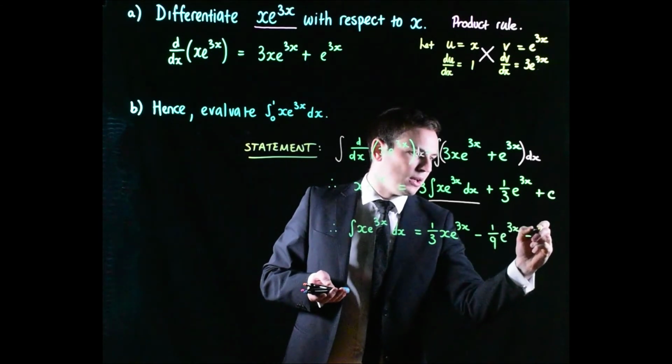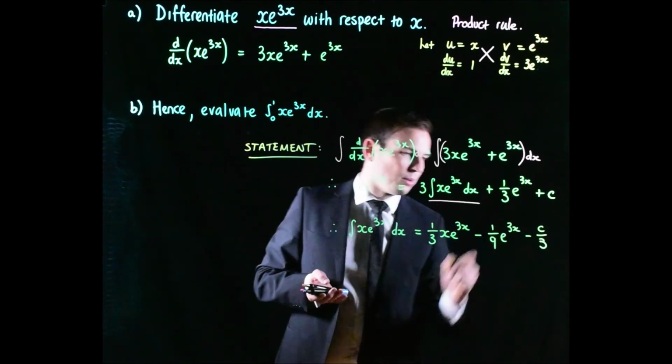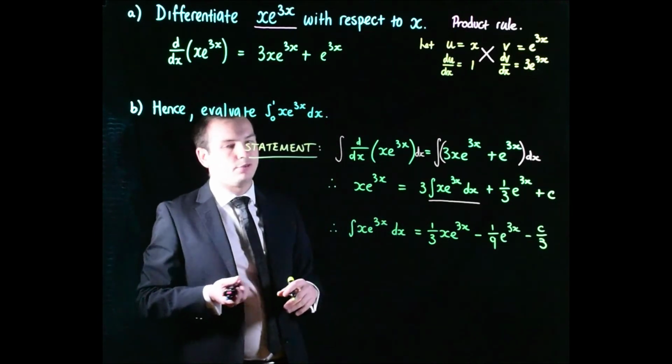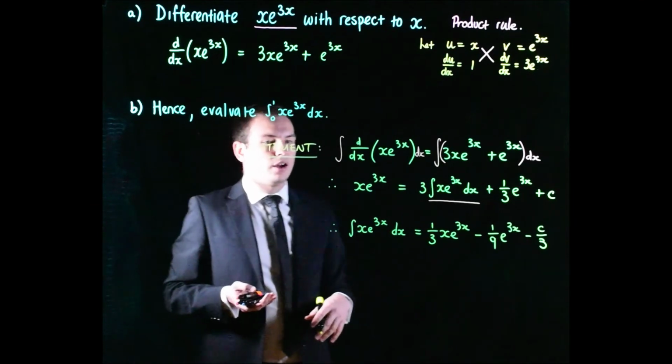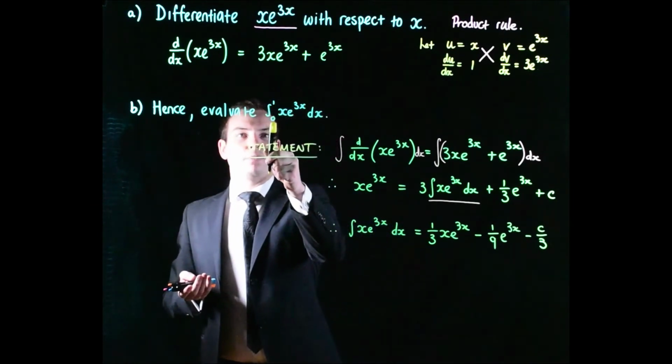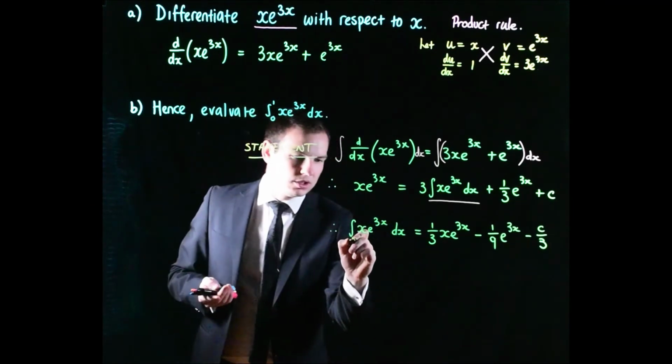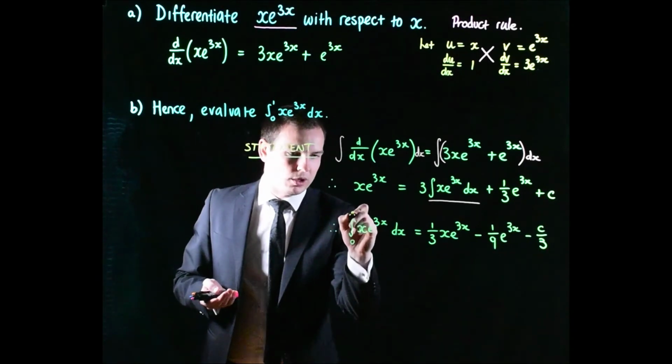And then technically we'd subtract away the c and divide it by 3. And that's what it would look like if we were asked to find the indefinite integral. However, we wanted to find a definite integral. That's the one with terminals. So I can go ahead and put a 0 and a 1 on there.